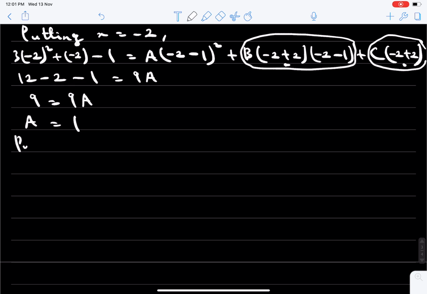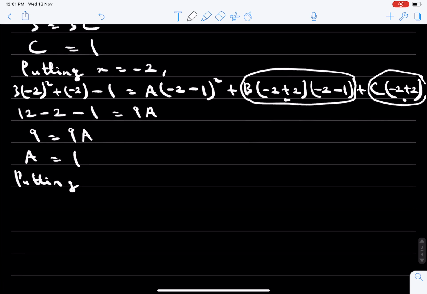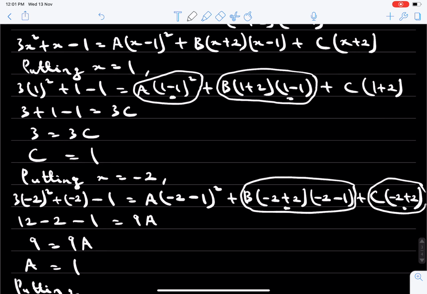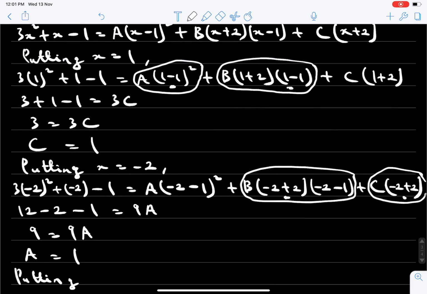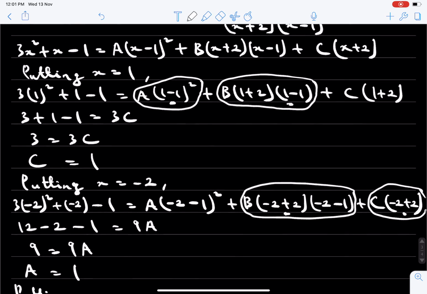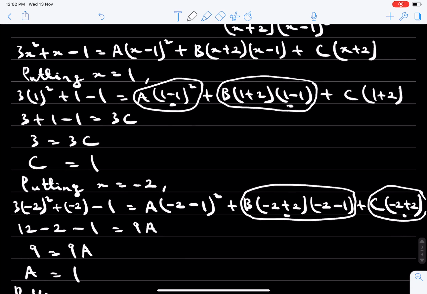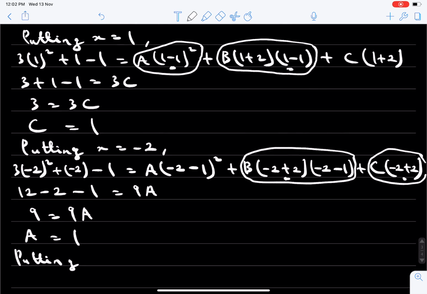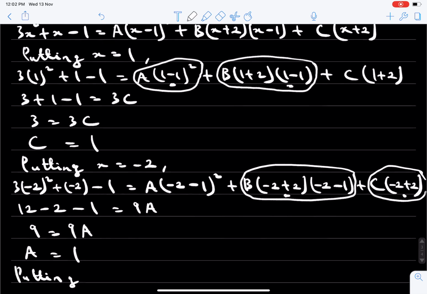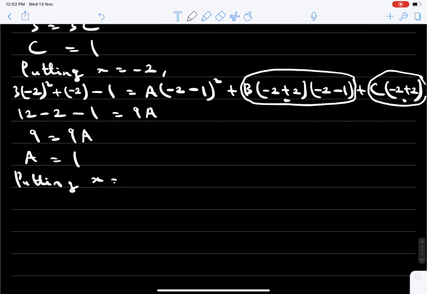Now what else do we put in the identity to obtain another constant? The last constant is b. It doesn't seem like there's any other value we can put to obtain b in one stretch. But we can put any value to reduce the identity into a simpler equation, and we substitute the values of c and a to obtain b. So let me just put x equals 0. Putting x equals 0.